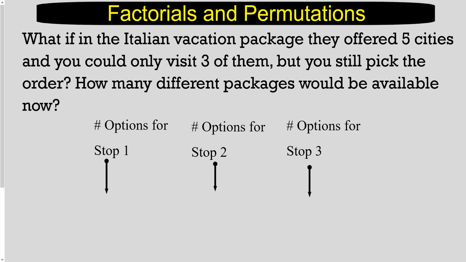What if in that Italian vacation package they offered 5 cities, but you could only visit 3 of them? However, you still pick the order. How many available packages are there now? So choosing our first location, how many choices do we have? Well, we have 5 of them. Stop number 2, we're down to 4 options. Stop number 3, we're down to 3 options. We're not going to visit all the cities, so we don't take this all the way down to 1. It's still kind of like a factorial, but we're not using all the values.